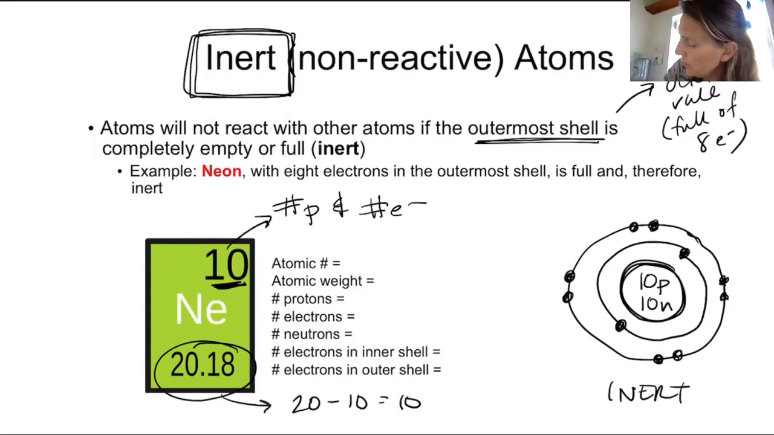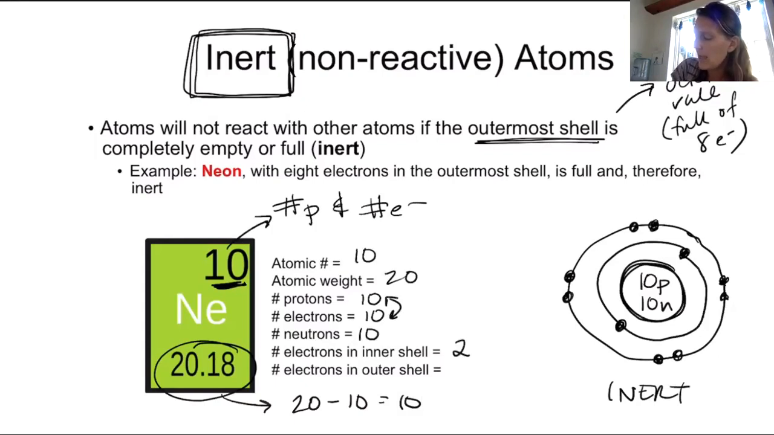So really quick, rapid fire. Atomic number is 10. Atomic weight is 20. Number of protons, 10. Number of electrons, better be 10 because those are equal. Number of neutrons, 10. Number of electrons in the inner shell is 2. In the outer shell, 8.